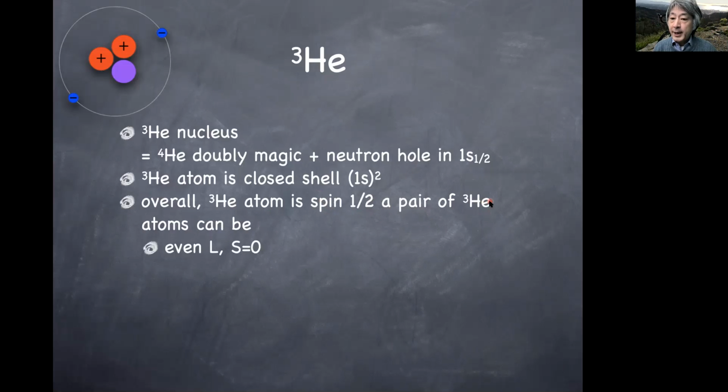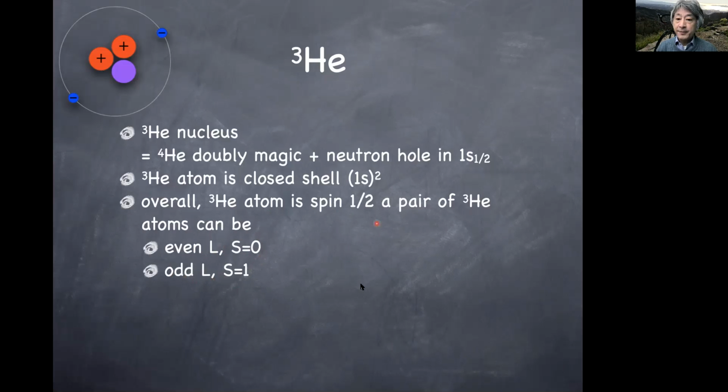So when you put together two helium-3 atoms, you have a choice of putting them in even orbital angular momentum. Then the orbital part of the wave function is symmetric. You have to make sure it's a fermion overall, so the spin part of the wave function has to be antisymmetric, which corresponds to total spin 0. That's one possibility. Or you can have odd orbital angular momentum. Then the orbital part is antisymmetric, and you have to use a symmetric combination of spin wave functions. That's spin 1 as a whole.